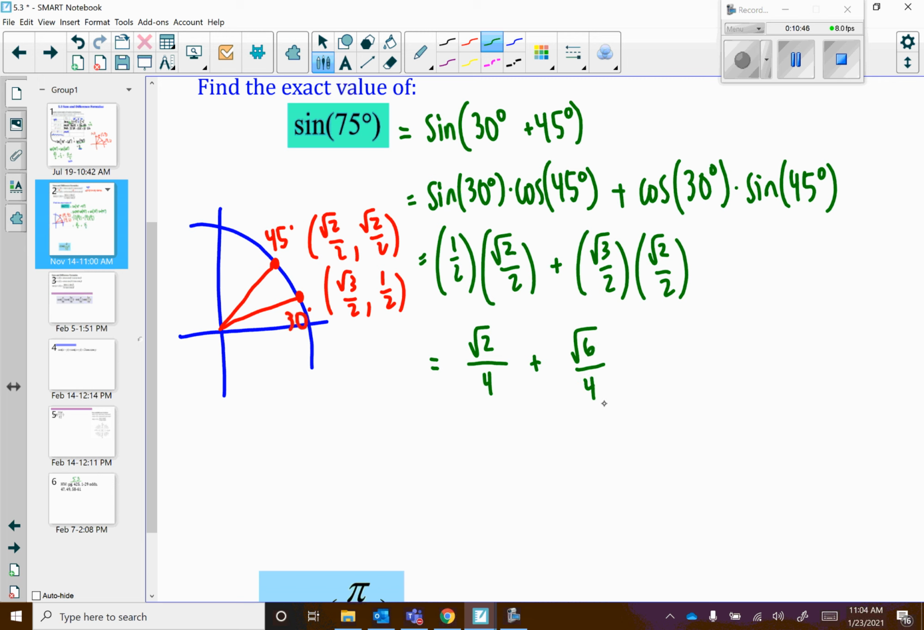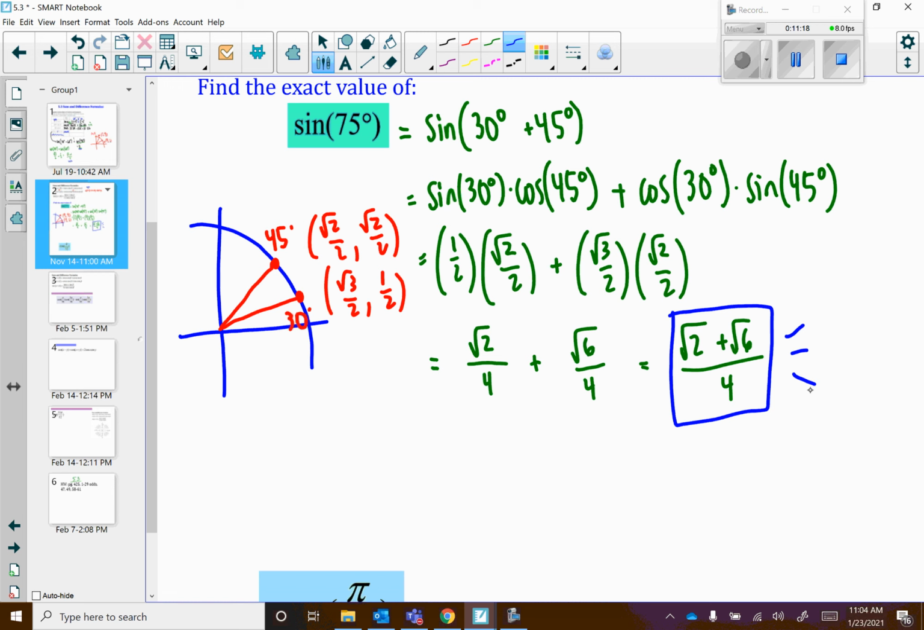And because we have a common denominator, I can add these fractions, square root of 2 plus square root of 6, all over 4. Now I cannot add 2 and 6. Remember, we looked at that earlier, but this is my final answer. It's not like a beautiful number, but that's okay. It is still a number, and it is kind of lovely, maybe.